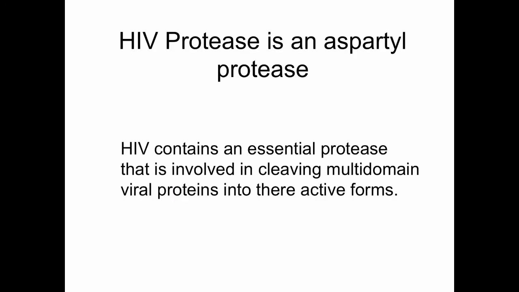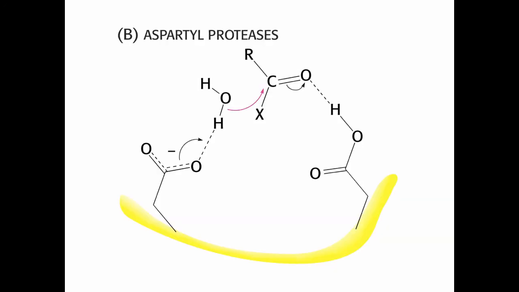HIV contains an essential aspartyl protease that is involved in cleaving multi-domain viral proteins into their active forms, which is necessary for virus reproduction. This enzyme is called HIV protease. Aspartyl proteases are proteases that use an active site aspartic acid residue to abstract a proton from water so that it can better nucleophilically attack the carbonyl carbon in a peptide bond.